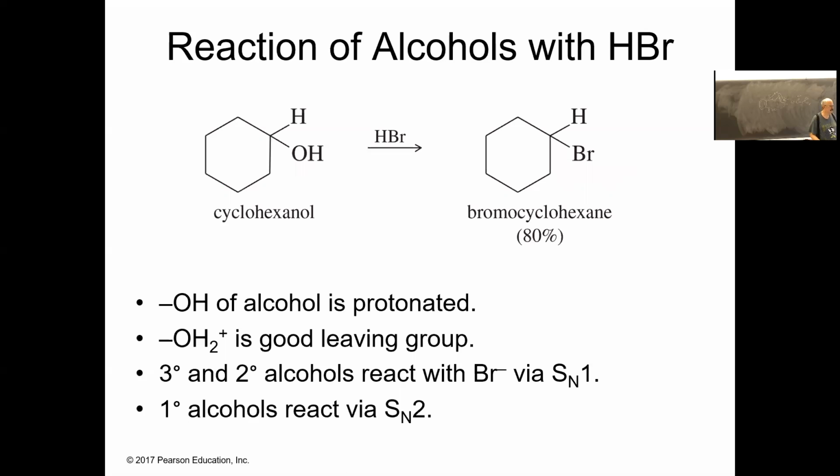Okay, water is a much better leaving group, of course, than hydroxide. This shows the reaction of cyclohexanol with HBr to form bromocyclohexane. And again, this is just like we did in the lab. The OH is protonated. This would probably be SN1. Water is a good leaving group, and then tertiary and secondary alcohols would react with the bromide by SN1, but primary alcohols would have to react by SN2.